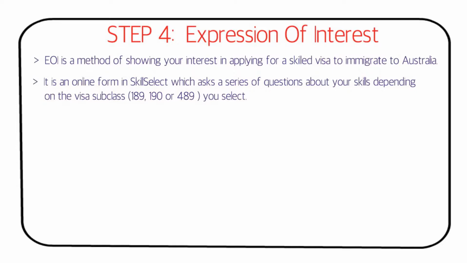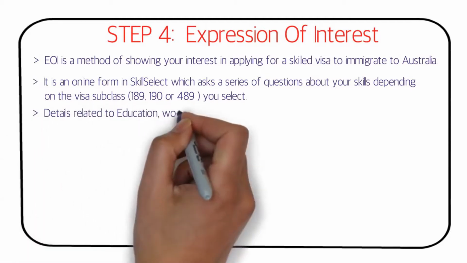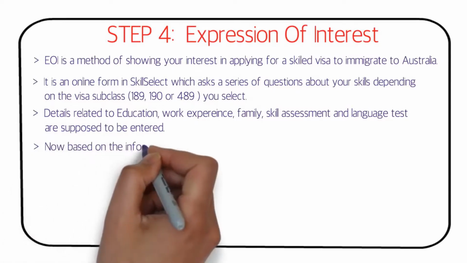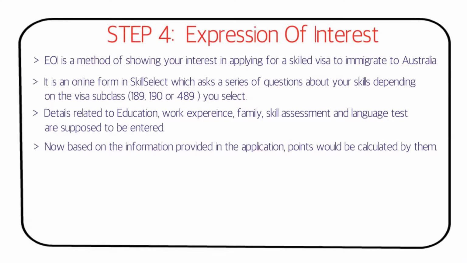So there are three visa subclasses: visa 189, visa 190, and 489. You have to select your visa subclass over there. Details related to education, work experience, family, skills assessment, and language test are supposed to be entered while you're filling up the form for your EOI.